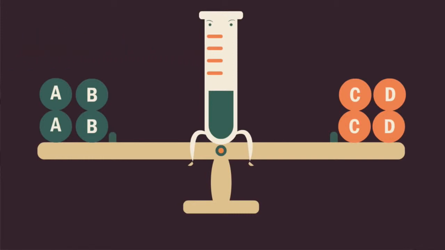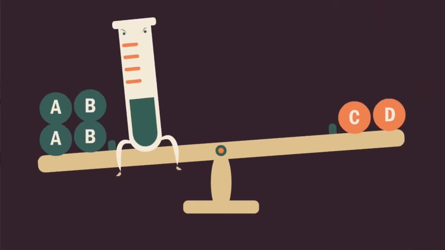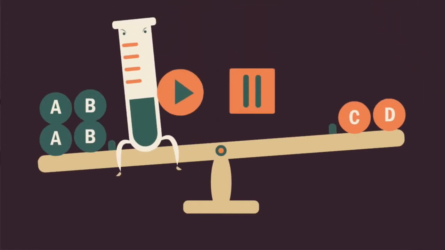What happens if we remove C and D as they are being produced, or if the concentration of C and D is decreased? Please pause the lesson to think about this and resume when you are done.